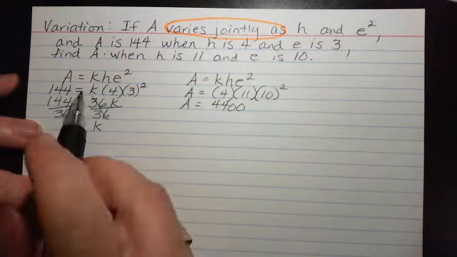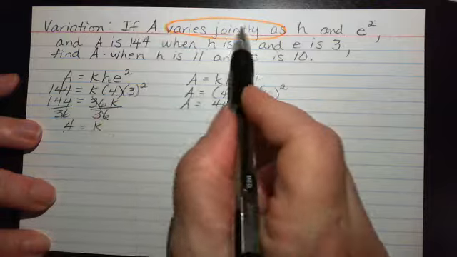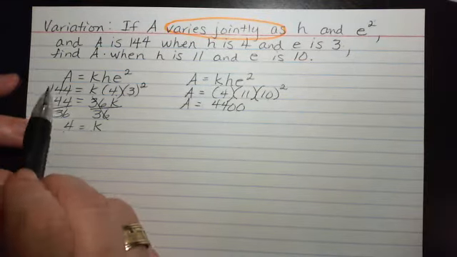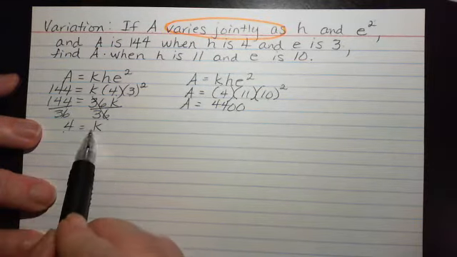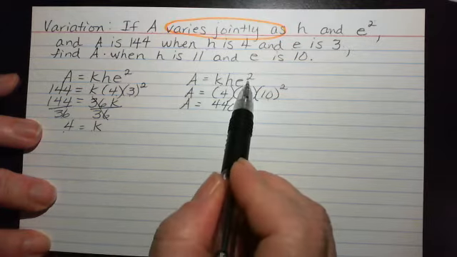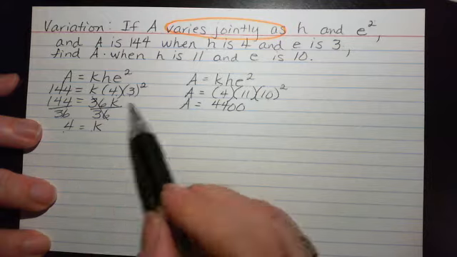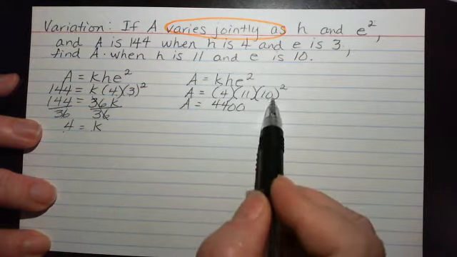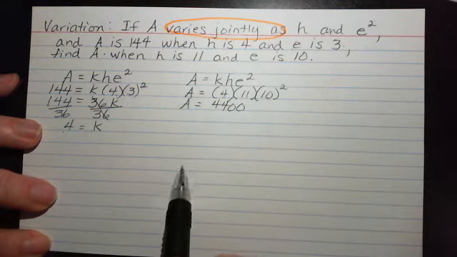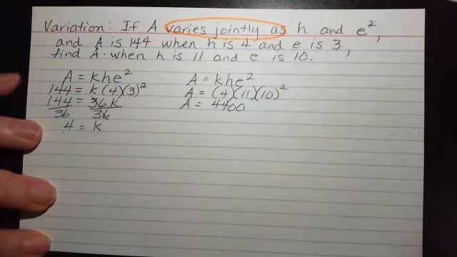Okay, and so the translation of the variation language, then the first substitution to solve for k, and the second substitution to plug in the k that we found in step 1 and the new information given. Then do the calculations. Alright, that's a variation problem. Now let's look at some application problems.